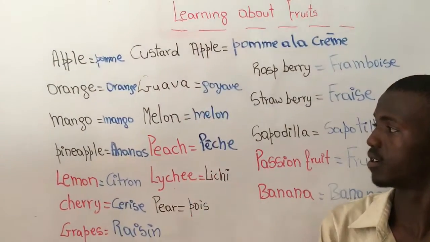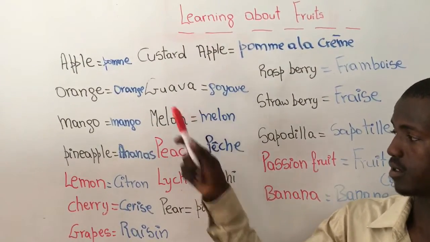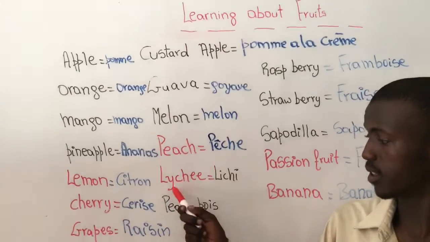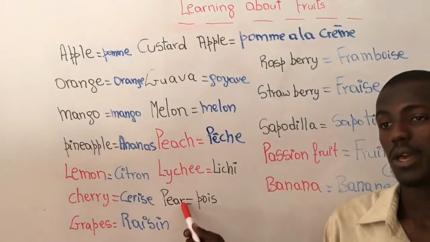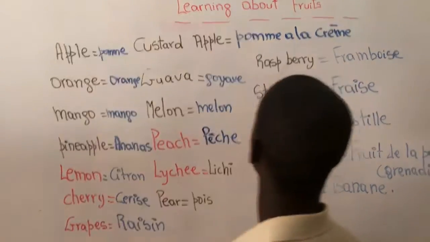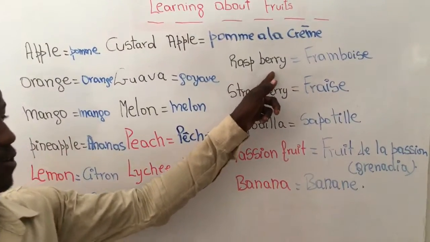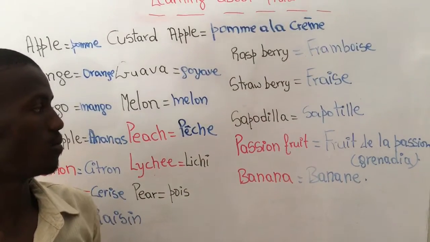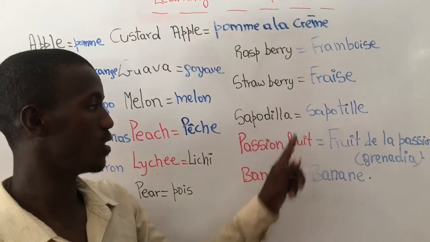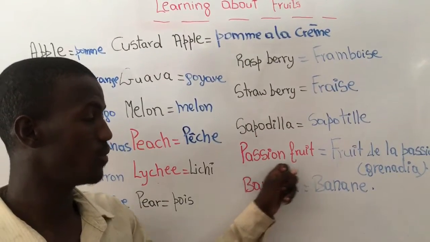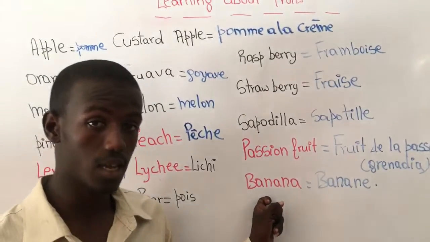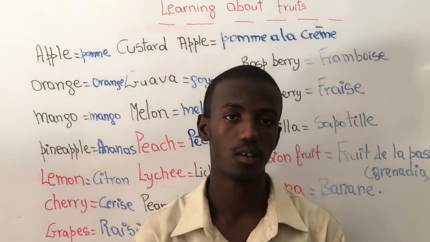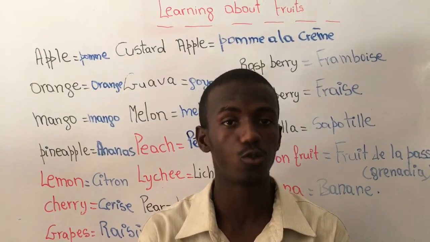grape, melon, peach, lychee, pear, raspberry, strawberry, sapodilla, passion fruit, banana. Now I'm going to repeat very slowly to give you some space to repeat after me.